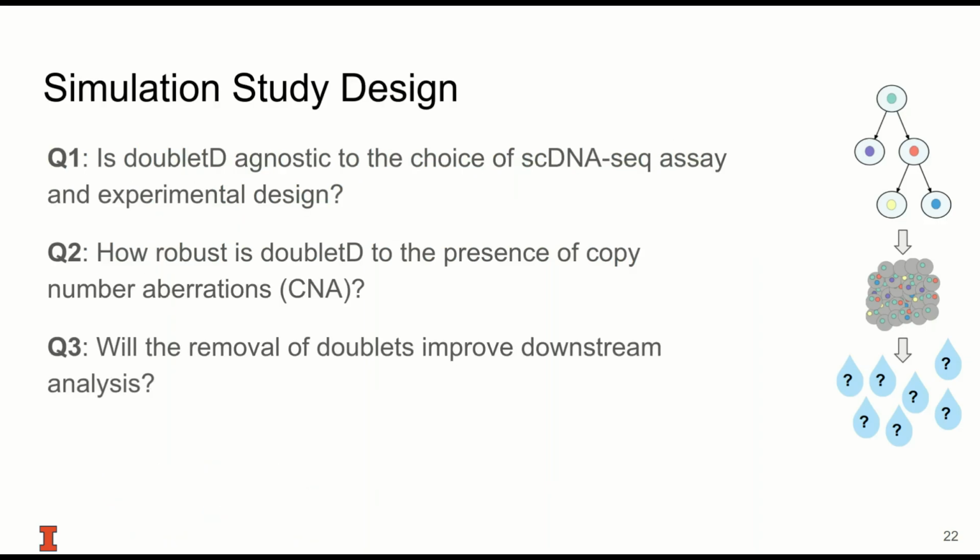So our simulation study was designed to answer 3 questions. The first is, how sensitive is doubletD to the parameters of the experimental design? The second is, is our method robust to copy number aberrations? And again, due to time constraints, I won't be showing these results today, but we did find robustness to copy number aberrations during our simulation study. And perhaps the most important question, will removing doublets help improve downstream analyses?